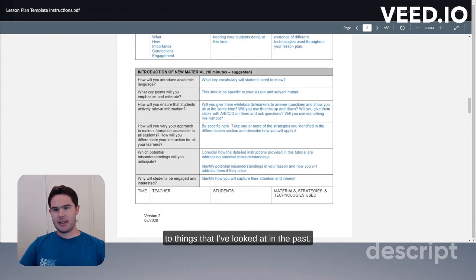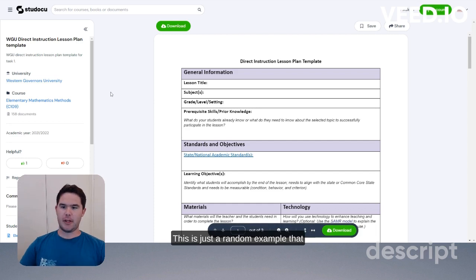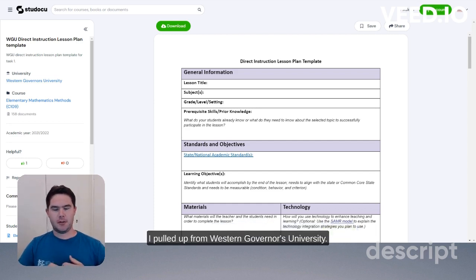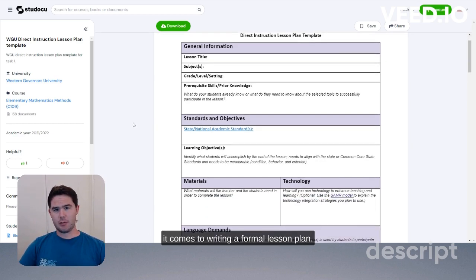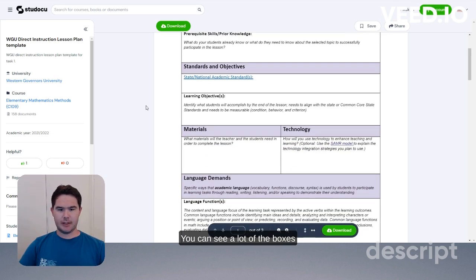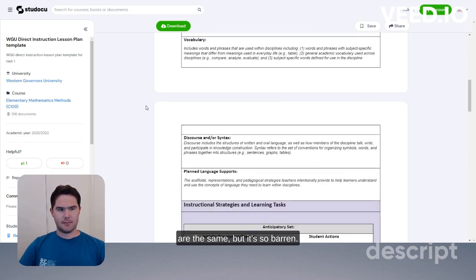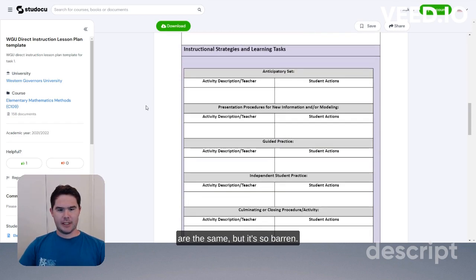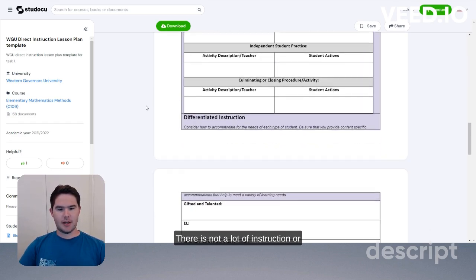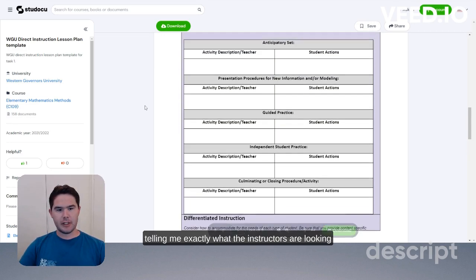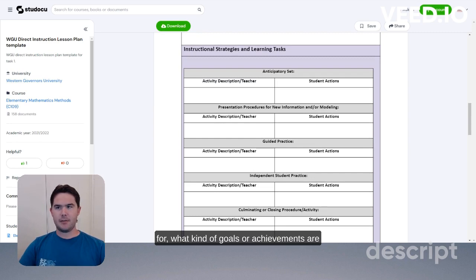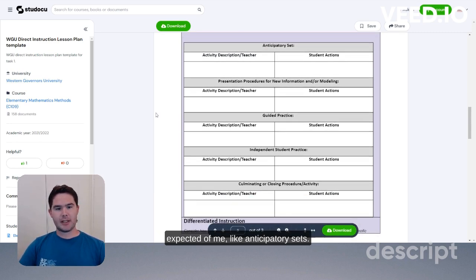In comparison to things that I've looked at in the past, this is just a random example that I pulled up from Western Governors University. This is typically what I'm used to seeing when it comes to writing a formal lesson plan. You can see a lot of the boxes are the same, but it's so barren. There is not a lot of instruction or telling me exactly what the instructors are looking for, what kind of goals or achievements are expected of me.